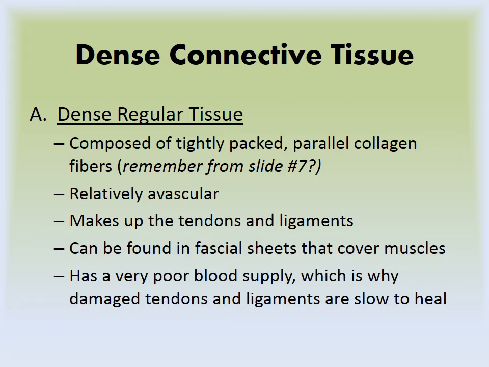Dense regular tissue is what makes up tendons and ligaments. It can be found in fascial sheaths that cover muscles. So the fascia we talked about before in class. We talked about how our muscles have this thin covering over top of it of connective tissue, and we call it the fascia. And dense regular connective tissue can be found here in the fascia. It has very poor blood supply, which is why damaged tendons and ligaments are very slow to heal.